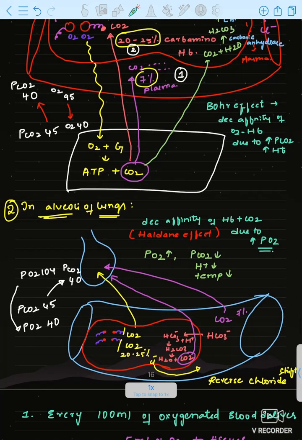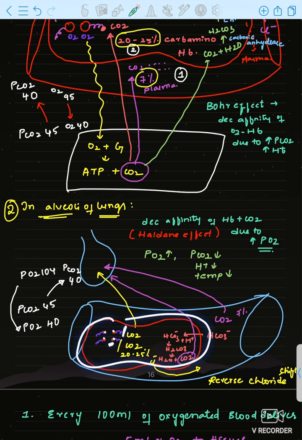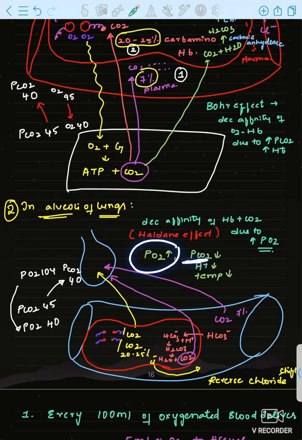Now, in the alveoli of the lungs, what happens? If you remember this, your life is set. You can see here in the RBC, hemoglobin is there. In the globin chain CO2 is present 20 to 25%, bicarbonate ions 70%, and in plasma 7%. In the alveoli, what are the conditions?